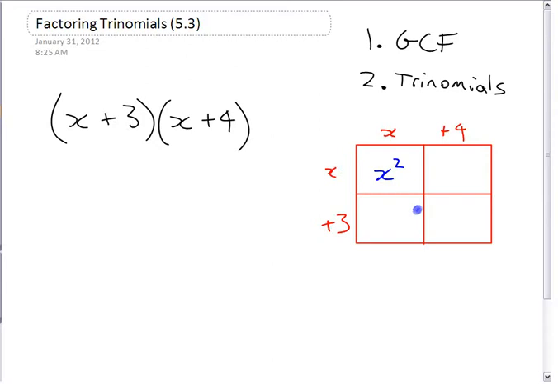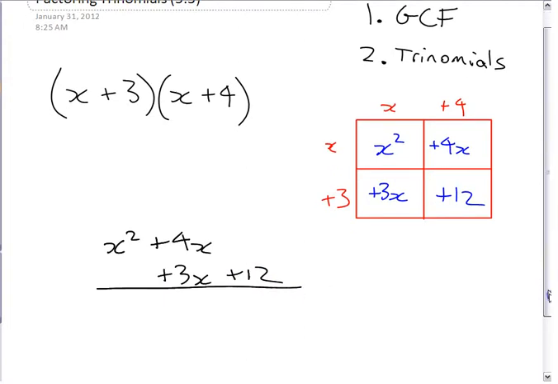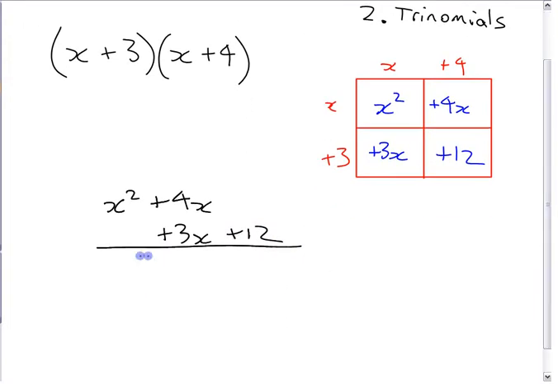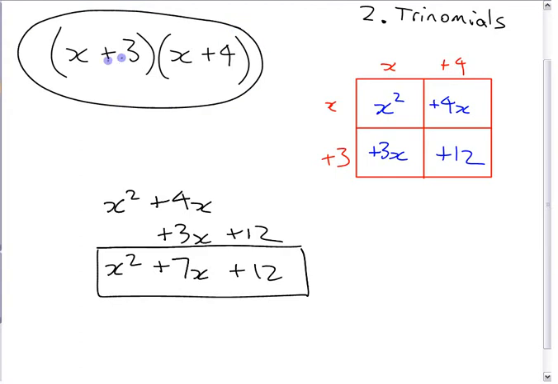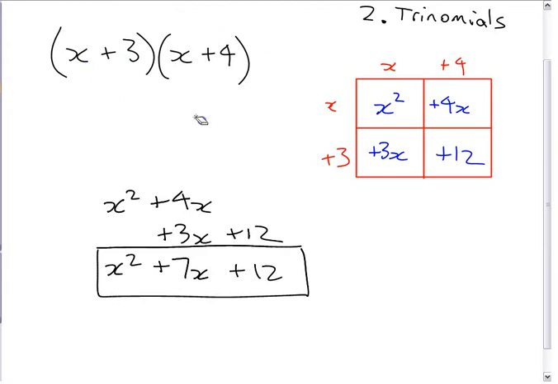X times x is x squared. X times 4 over here is plus 4x. And over here, x times plus 3 is plus 3x. And then you got plus 12 here. There's 4 terms here. But when you write the final simplified answer, think about what you have. So you got x squared plus 4x plus 3x plus 12. When you simplify it, you don't end up with 4 terms, you end up with 3: x squared plus 7x plus 12. If the two brackets have the same variable, x, and a number, you end up with 3 terms.